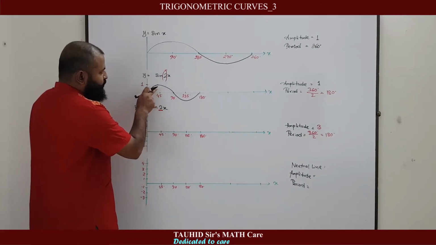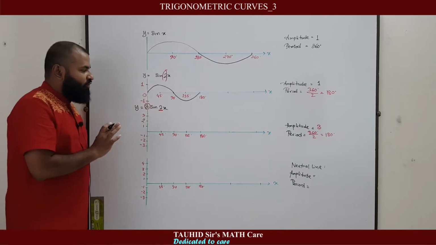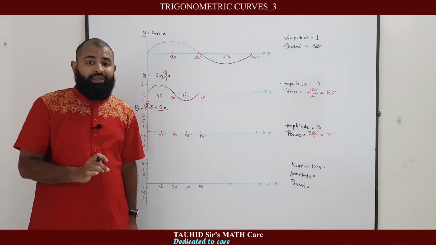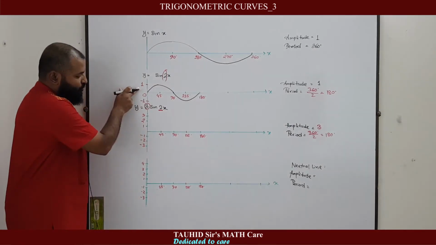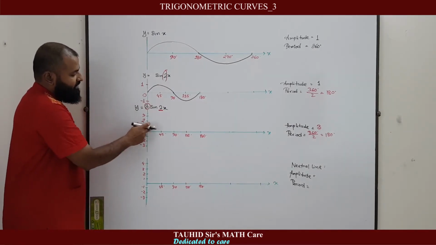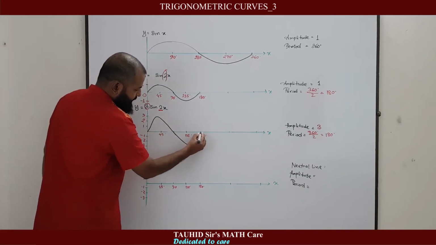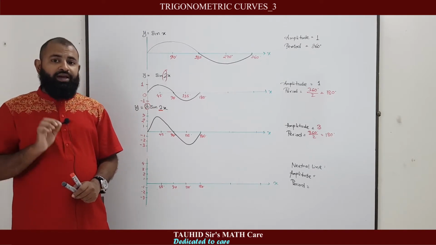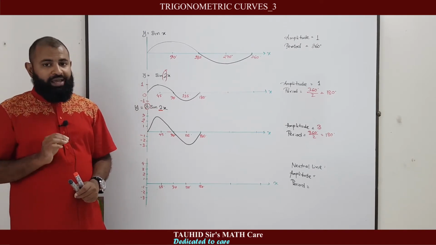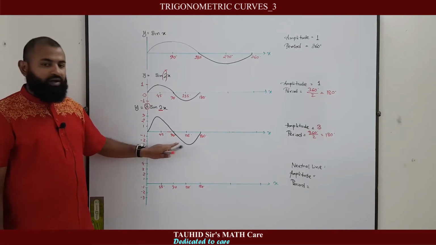So what will be the difference of this curve and this curve? Both of them have a period of 180 degree, but their amplitude is different. Its amplitude is 1 and its amplitude is 3. So it will look like this. Up to this moment, we have learned the impact of period and the impact of amplitude on trigonometric graphs.